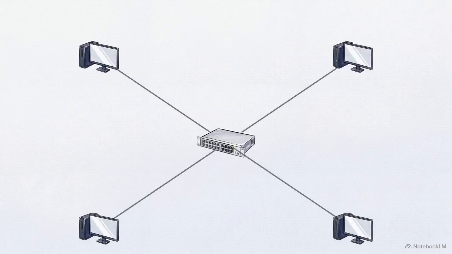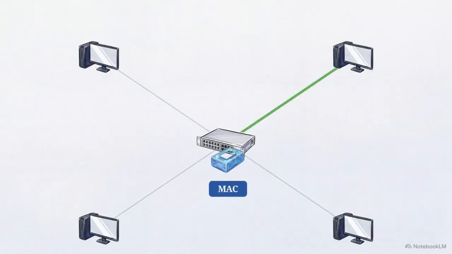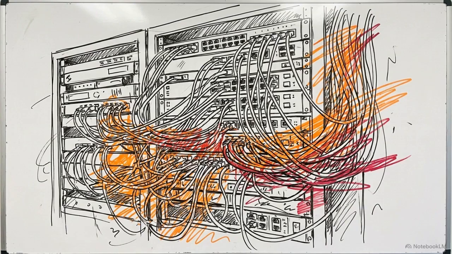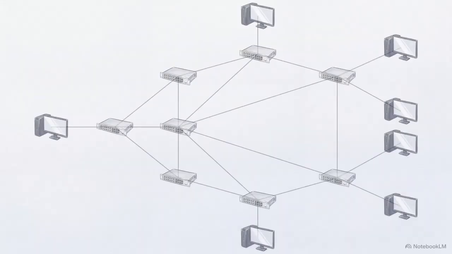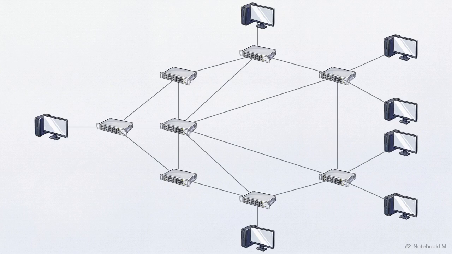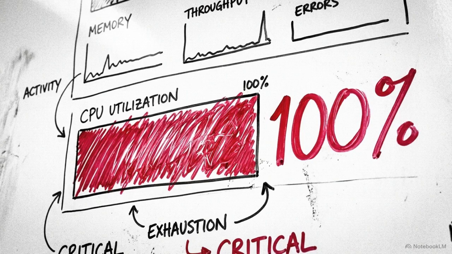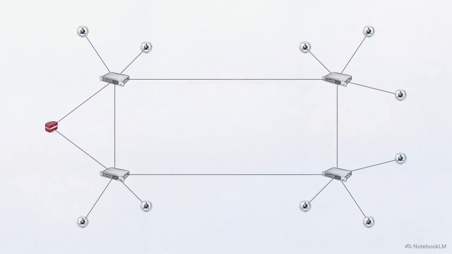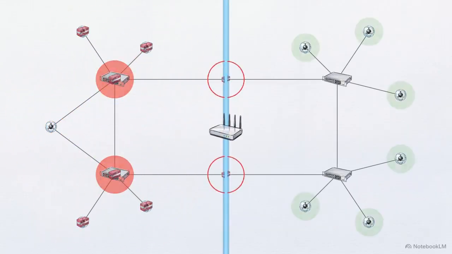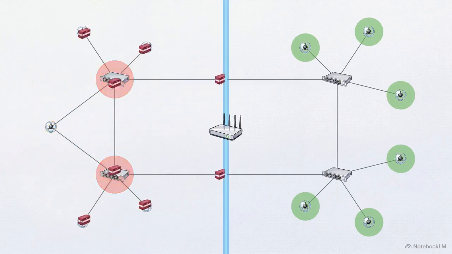By using dedicated hardware ASICs to read media access control, or MAC, addresses, a switch isolates each port into its own dedicated collision domain. But Layer 2 switching has a technical ceiling. While collisions are contained, broadcast frames, messages sent to every device on the network, are still forwarded out of every port. In a massive switch network, the sheer volume of broadcast traffic will eventually exhaust the processing cycles of every connected device. To maintain performance as a network grows, we need a definitive physical boundary to isolate these broadcast domains.